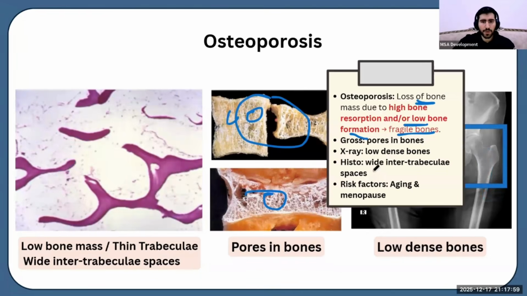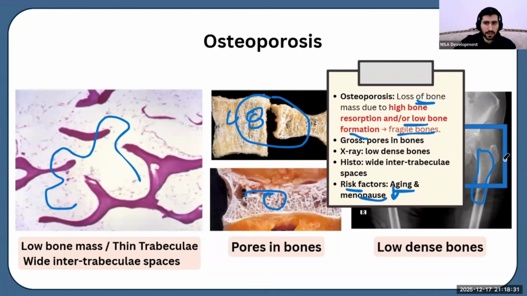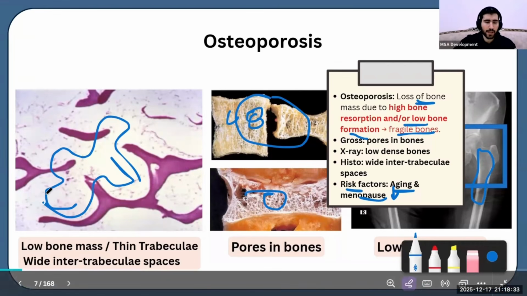Okay, so that's osteoporosis. The risk factors for osteoporosis are aging. So when we age, osteoclast increase in activity, osteoblast decreased in activity, and menopause because estrogen protects the bone from osteoclast. So when menopause for women happens, estrogen will be decreased, osteoclast activity will increase, and it will destroy the spongy bone, and we will have this structure, thin trabeculae with wide intertrabecular spaces. So that's osteoporosis. All I need you to know is pores in the bones, low density of the bone in X-ray, and thin trabeculae here.